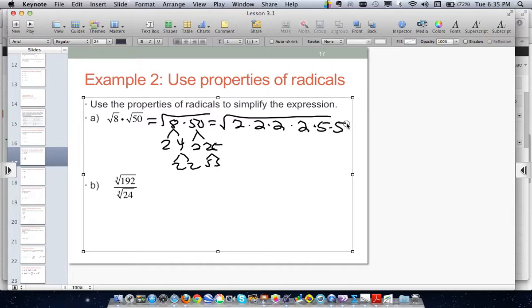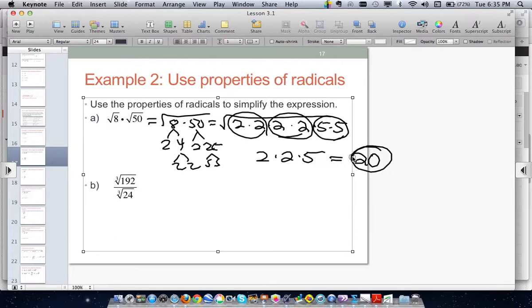Now when we're taking the square root of something, we're looking for 2 numbers, so we circle our pairs. If I were taking the cube root, then I would look for 3 numbers. If I were taking the 4th root, I would look for 4 numbers. But right now we're looking for the square roots, we just want 2 numbers. So everything pairs up nicely, so that all comes out of the radical sign. Nothing's left on the inside, so I'm just going to multiply what we had together, and that becomes our simplified answer.